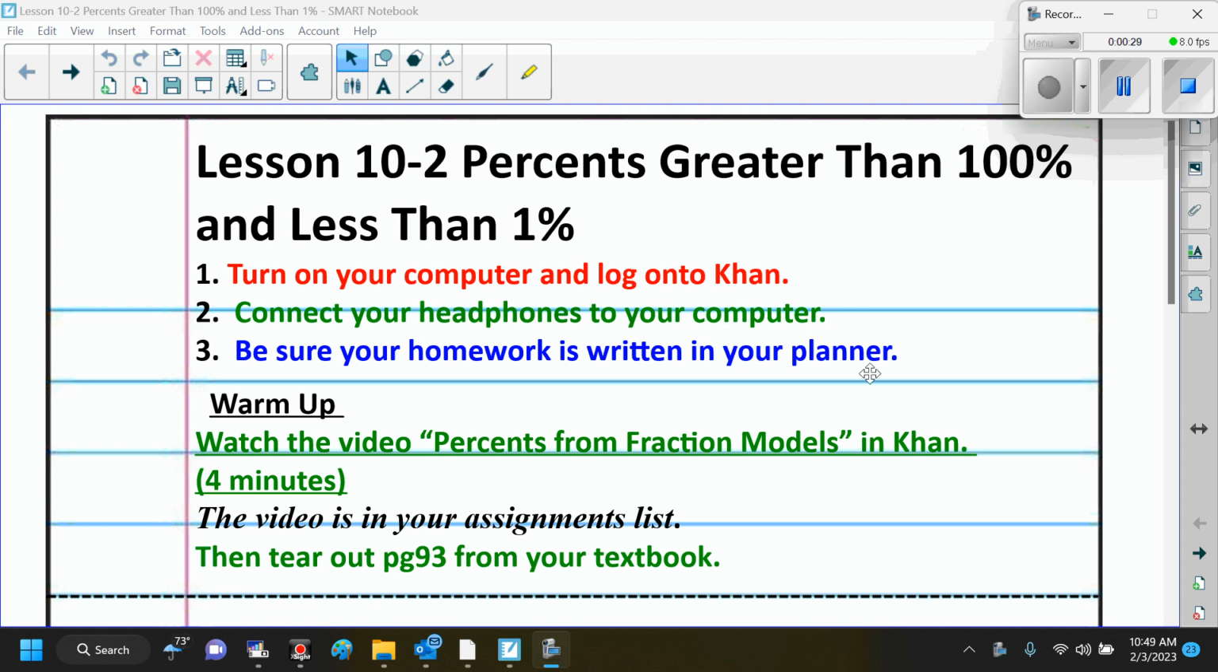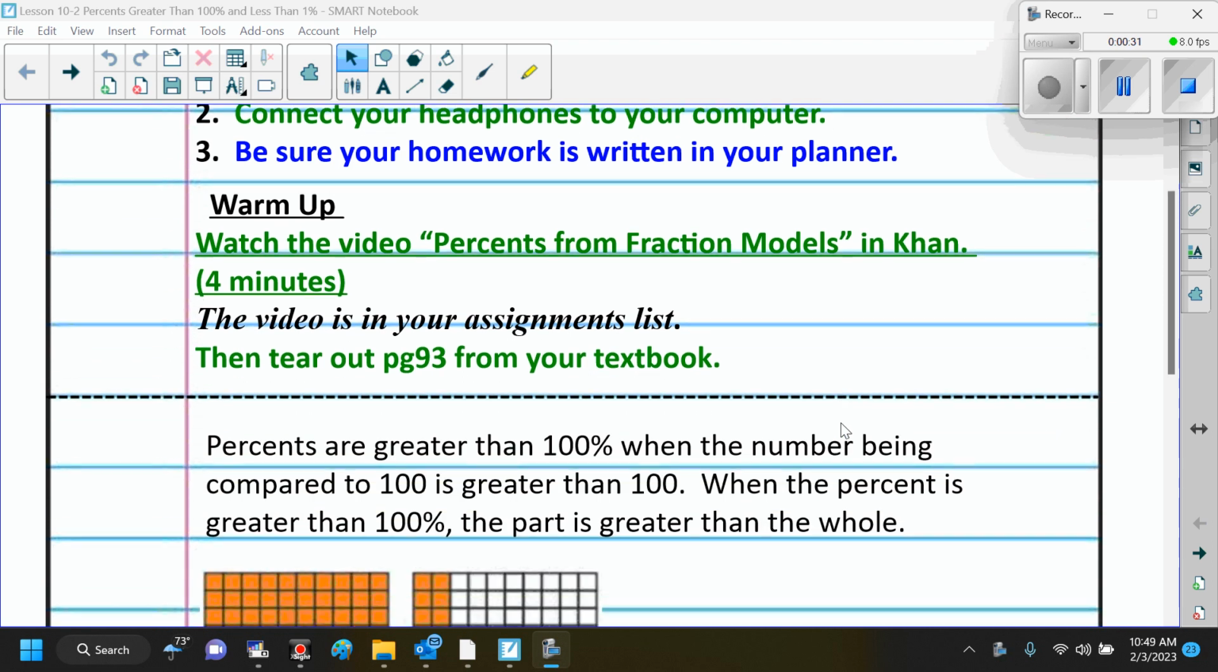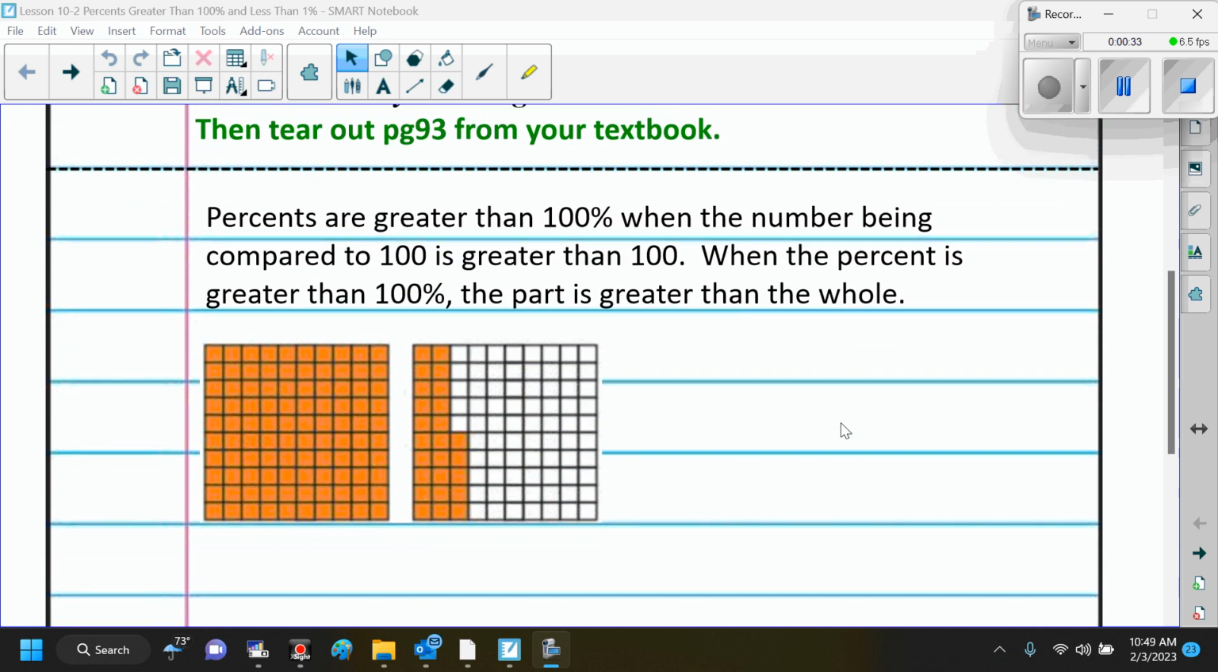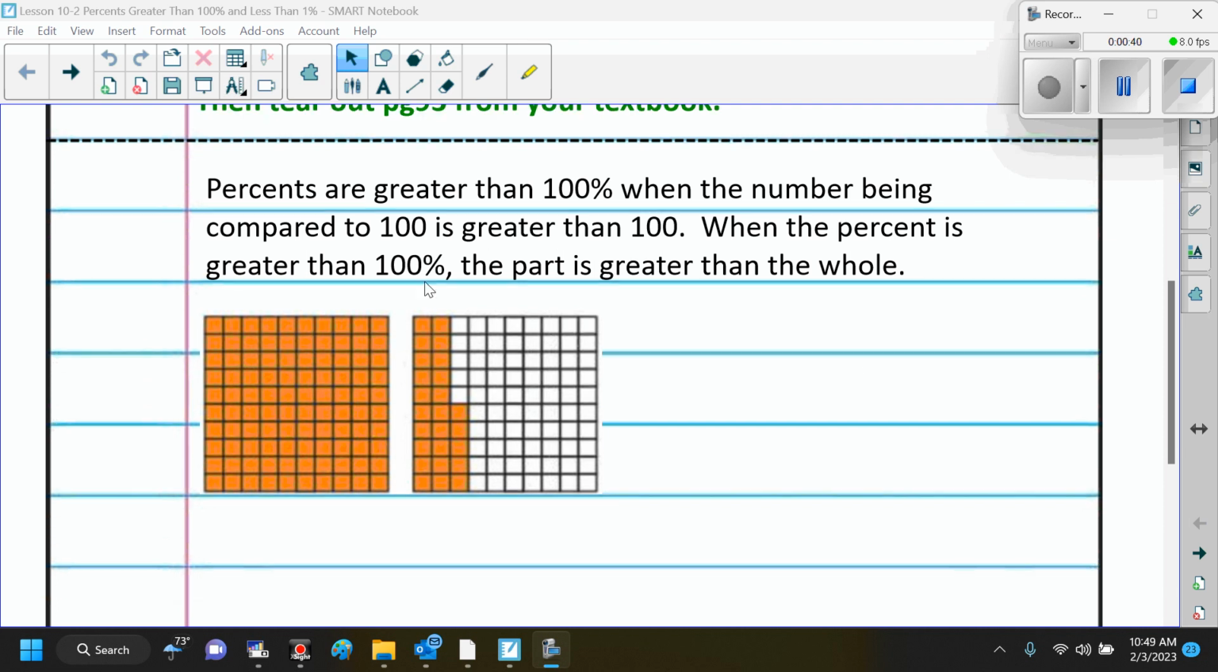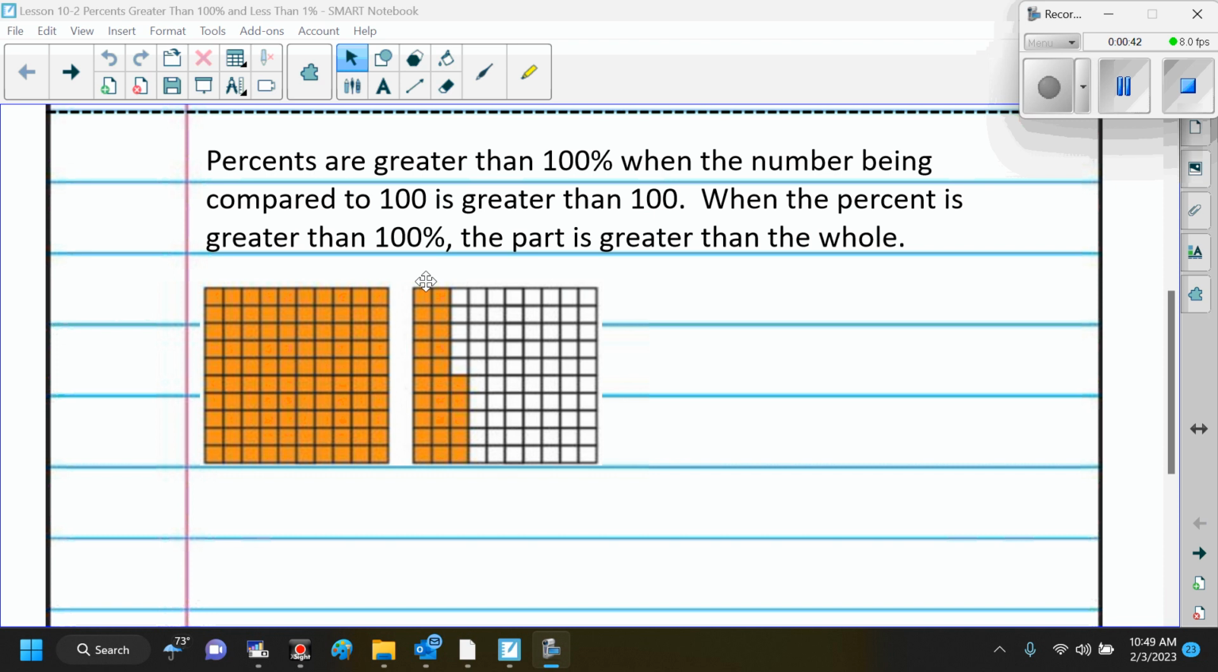Okay? So let's take a look at our intro here. It says percents are greater than 100% when the number being compared to 100 is greater than 100. When the percent is greater than 100%, the part is greater than the whole.